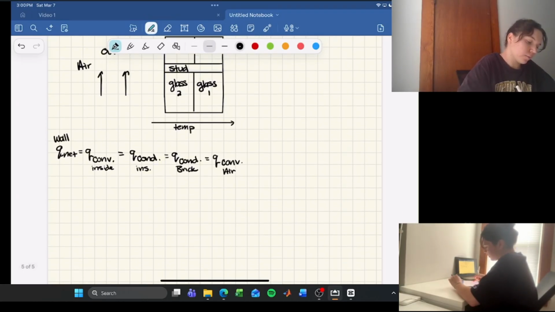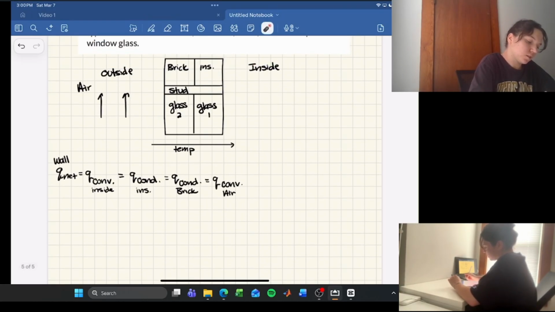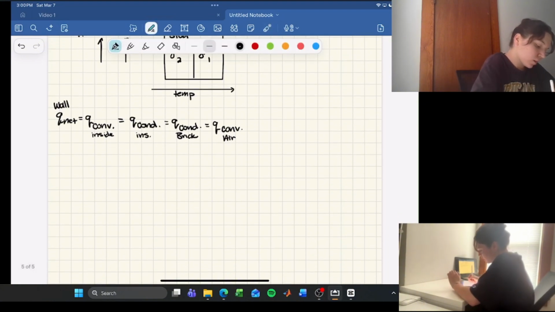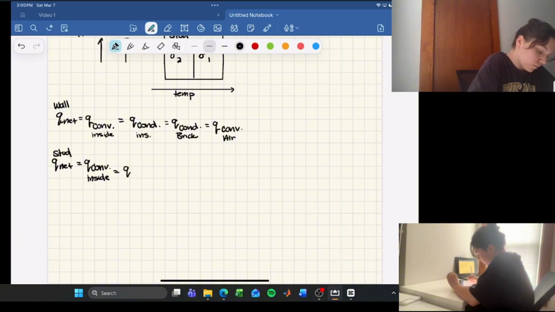Okay, and then we want to do the same thing for the heat flow through the stud, because this is still in series for that part. So the net heat flow through the stud is the same thing: the heat flow of convection from the inside is equal to the heat flow by conduction, but this time from the stud. And that's equal to the heat flow of convection through the air.